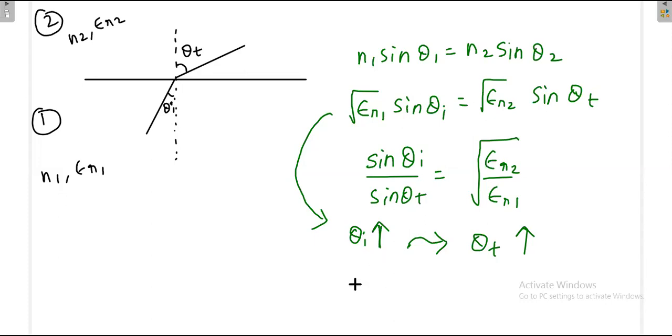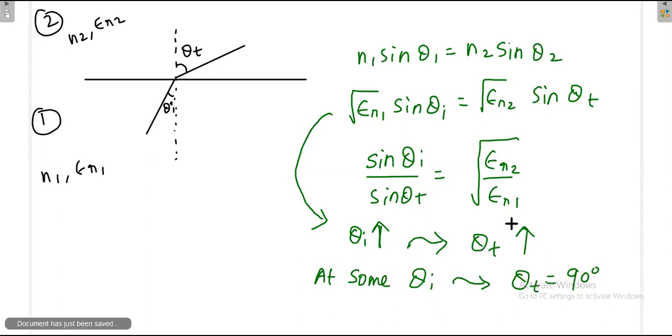When I keep on increasing theta I, at some point there is the possibility that my theta t can go to 90 degrees. Please remember, this is directly proportional, but this is not equal. If theta I increases, theta t will increase, but we do not know the actual value. That is decided by this equation. But one thing is clear: if I increase theta I, definitely my theta t also will increase. At some point, my theta t can be 90 degrees.